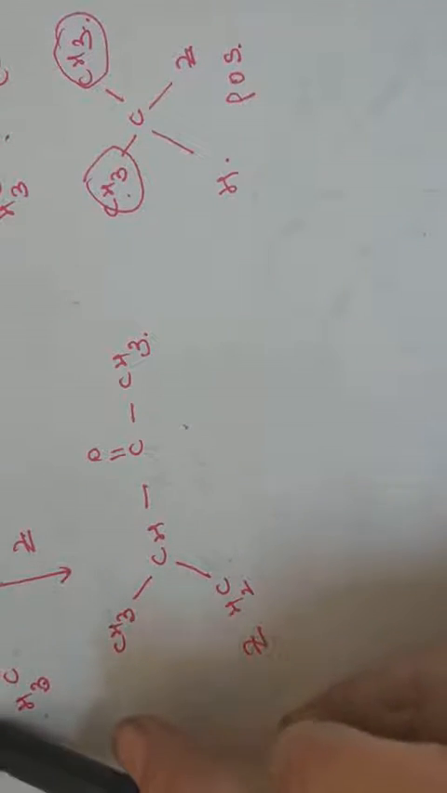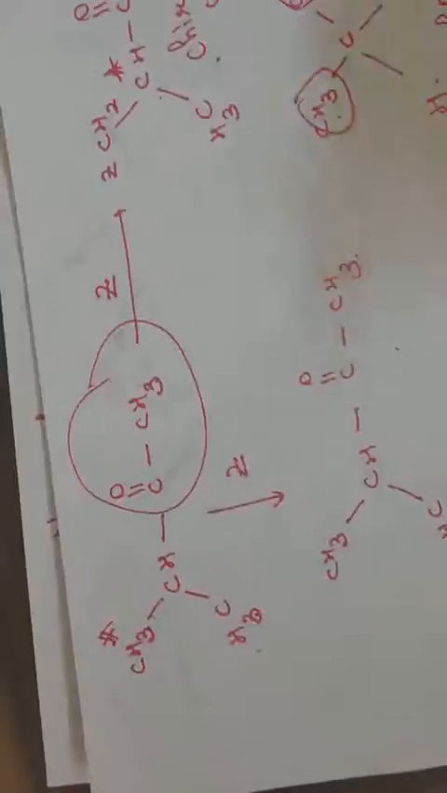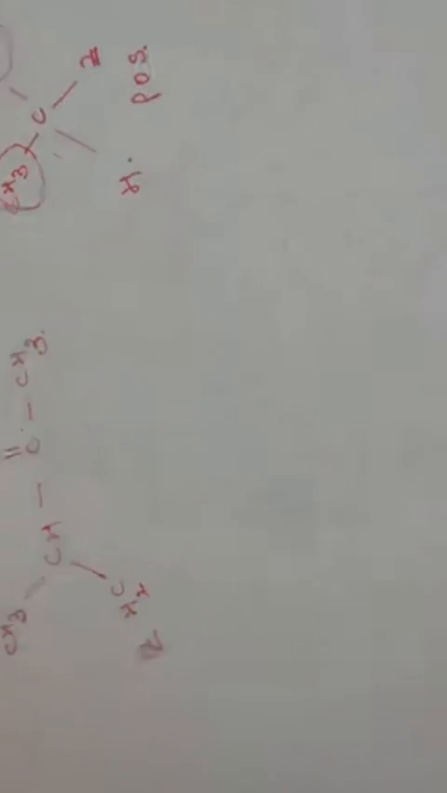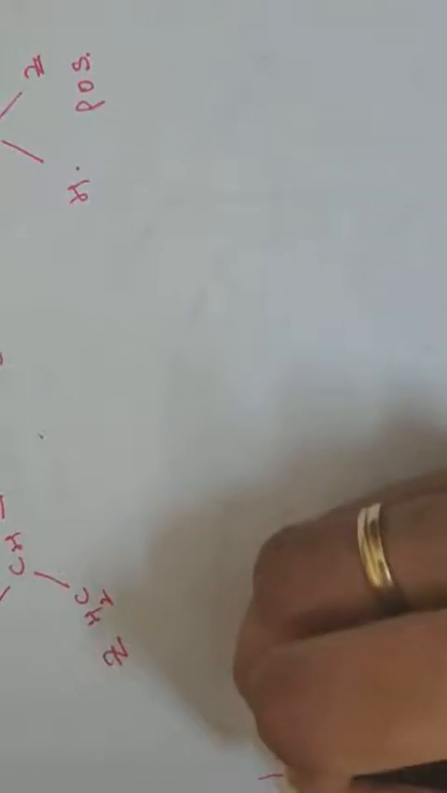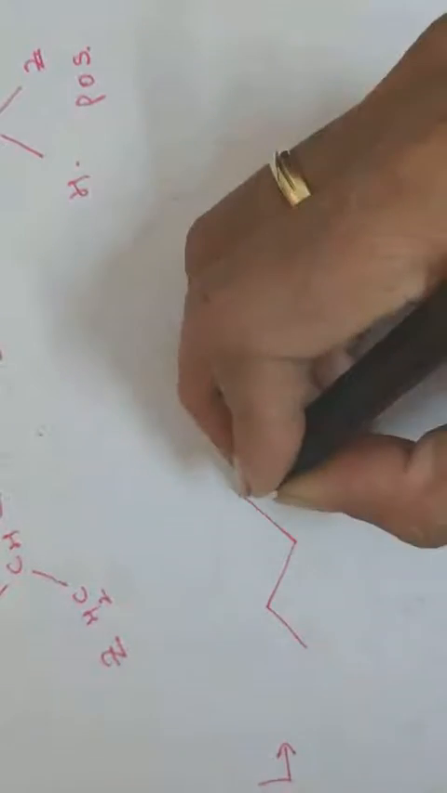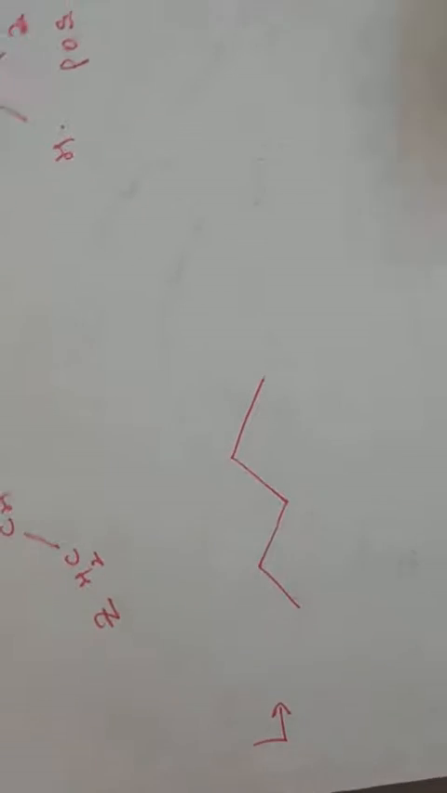So the signal shown by this will be similar to the signal shown by this. So in total you will have A, B, C. How many signals? 3 signals in the NMR spectrum. Next example. Suppose you have this molecule. You have to find out the number of signals.